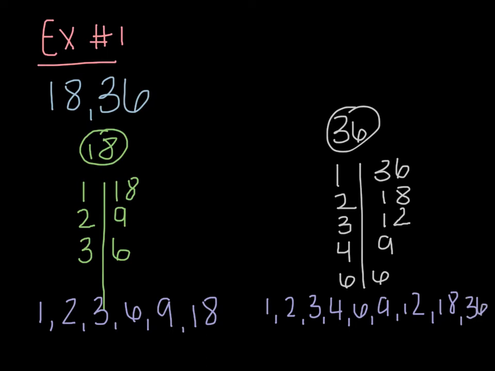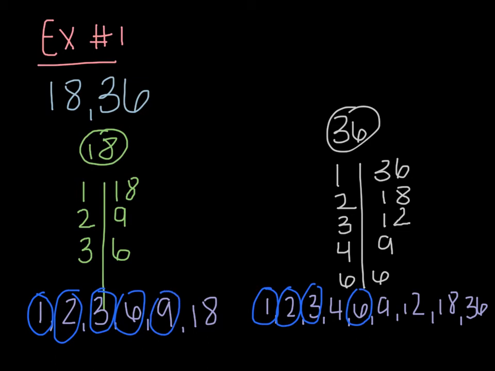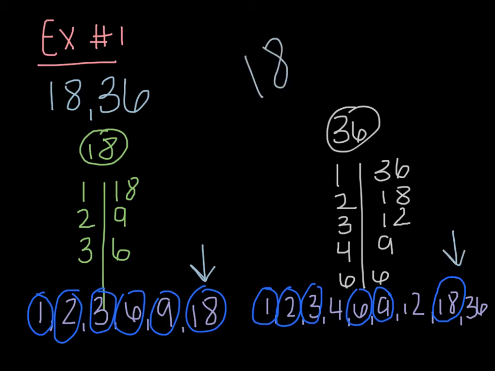And now I'm just going to go ahead and circle all the factors that they have in common. So any factors that these two numbers share. So they both have a 1. They both have 2. Both have 3, 6, 9, and 18. Now, since we're looking for the greatest common factor, we have to see which one is the biggest of all the numbers that we've just circled. And 18 would be the greatest common factor of 18 and 36.